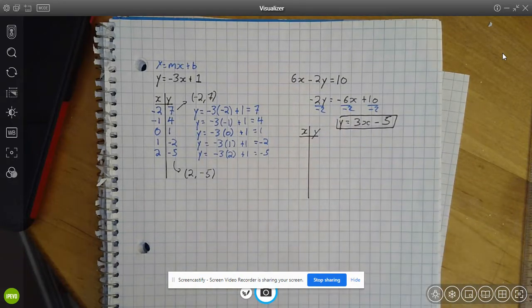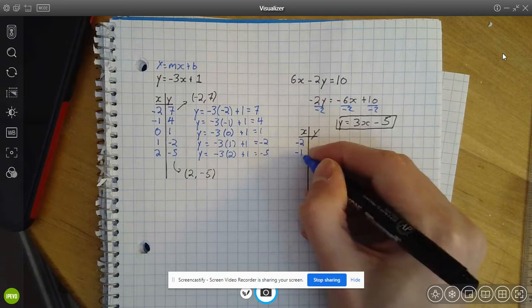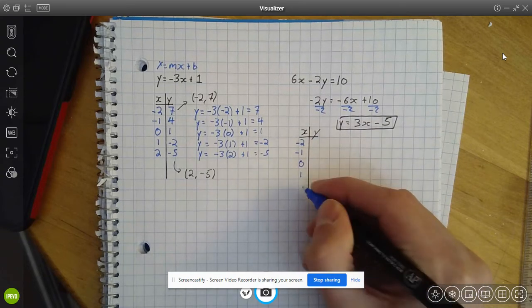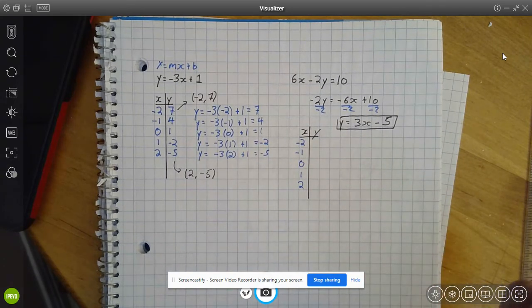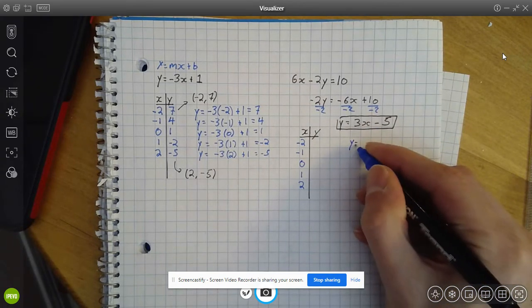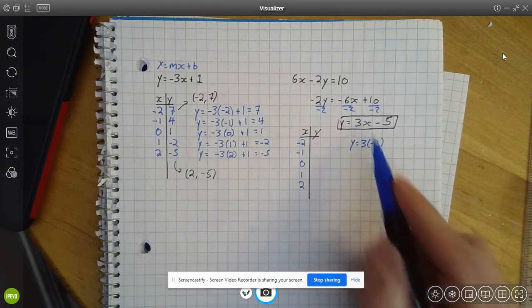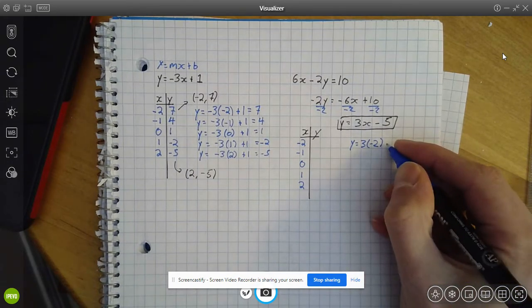And now again, I can generate any values I want for the independent variable. I recommend picking increments of 1 close to the origin. It's going to make it easier to graph. And again, to figure out what values I need to plug in, I need to do just a little bit of math. So I'm substituting in my independent variable to find my dependent variable.